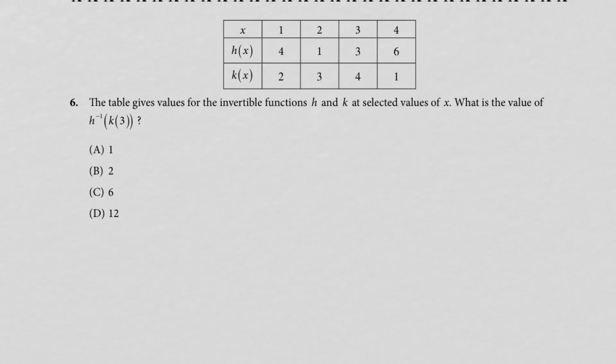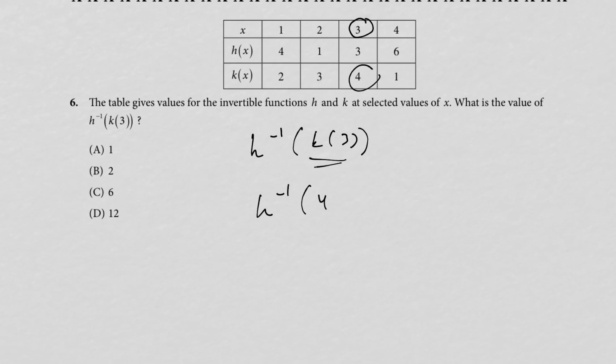Question 6. Here we have a table, and they want to know h inverse of k of 3. They really like these composite functions. k of 3 is 4, so it's h inverse of 4. h inverse of 4 is not 6. You might get tempted, but that's h of 4. For h inverse of 4, you look for a 4 here and see what the x value was. It equals 1, and that's why this one is choice A.